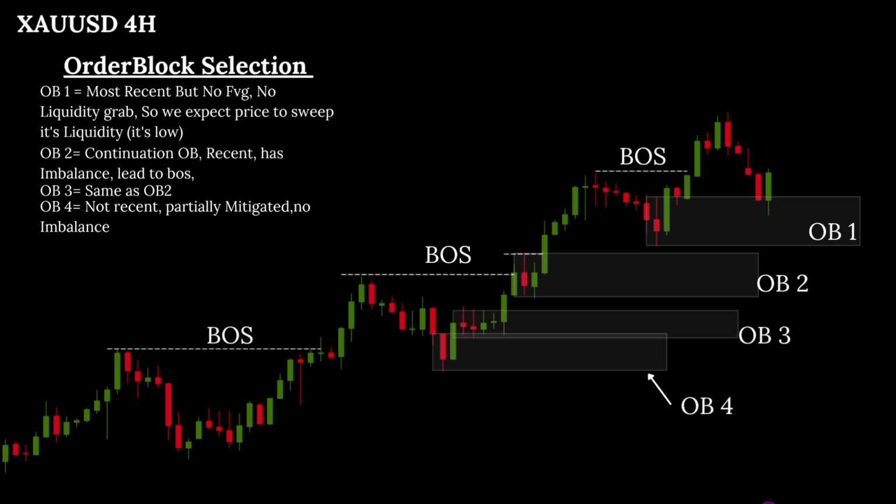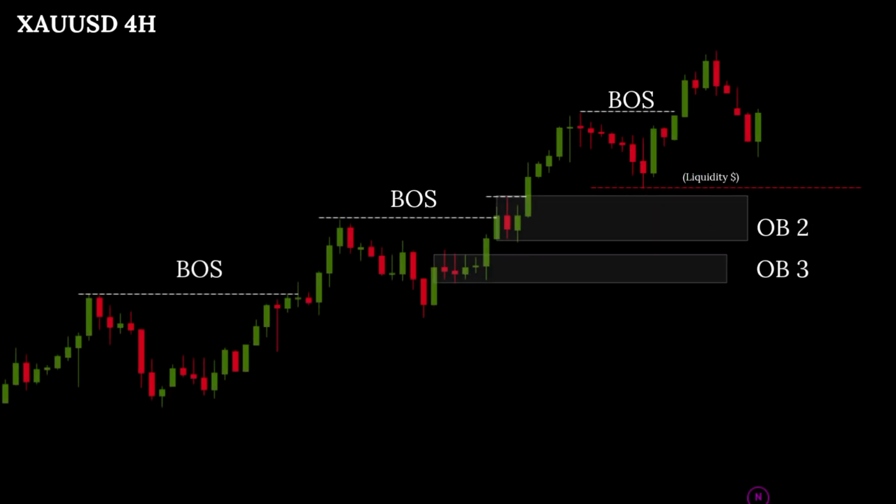Next, order block 2, a continuation order block, which has imbalance, a break of structure, and is in a clear trend. However, it currently lacks a liquidity grab, but an inducement zone above may add liquidity before mitigation, making it a high probability order block. Order block 3 is similar to order block 2 and remains valid. Order block 4, though at the origin of the move, lacks a fair value gap, FVG, and has been partially mitigated, so it is only relevant if price fails to respect order blocks 1 to 3.